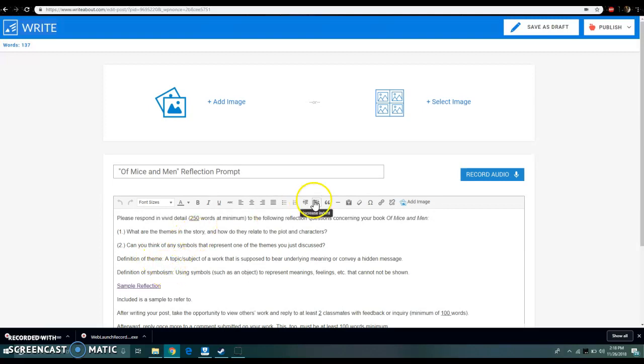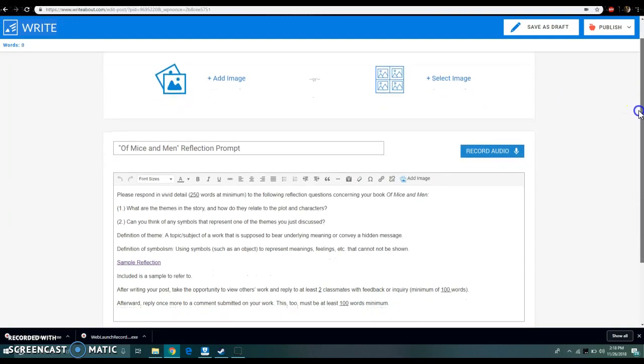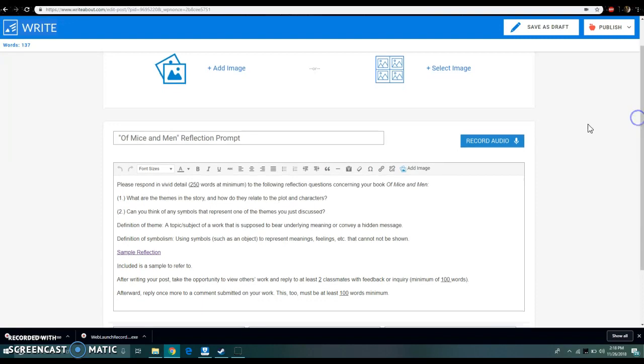I made a post with a passage from the novel Of Mice and Men and prompted students with reflection questions, in which they must write at least 250 words. What are the themes in the story and how do they relate to the plot and characters? And can you think of any symbols that represent one of the themes that you just discussed? Attached to this is a sample of a good reflection for them to refer to as well.